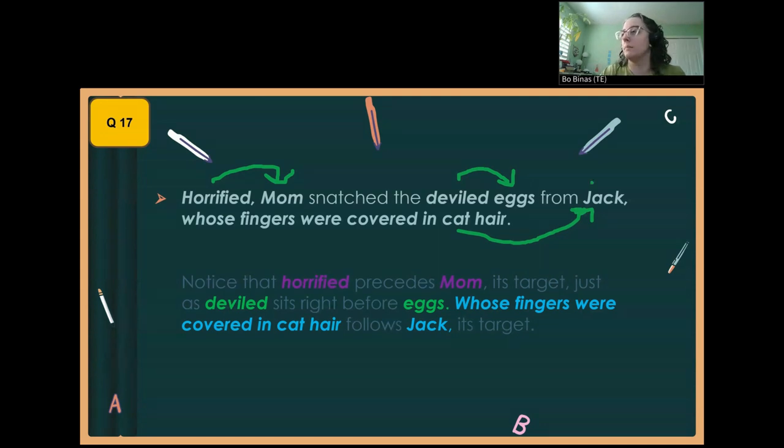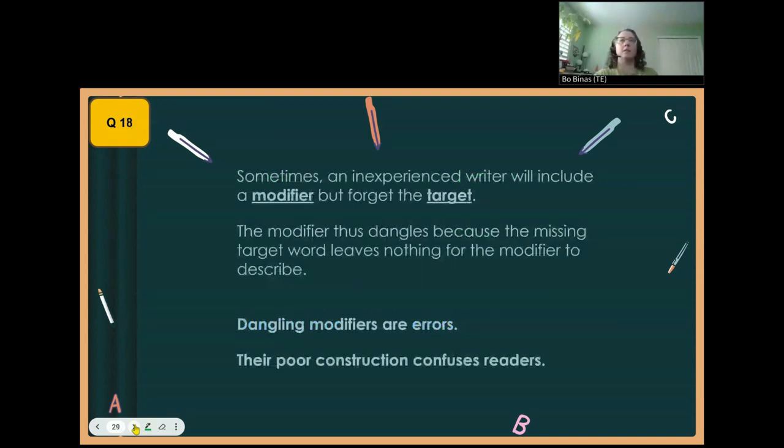Okay. Awesome. So let's take a look at this question. Question number 18. We got another fill in the blank. So sometimes an inexperienced writer will include a modifier but forget the target. That means the modifier is now dangling because it has nothing to attach to. Dangling modifiers are errors and their poor construction confuses readers. So modifier, target, those are the words you're looking for, question number 18.